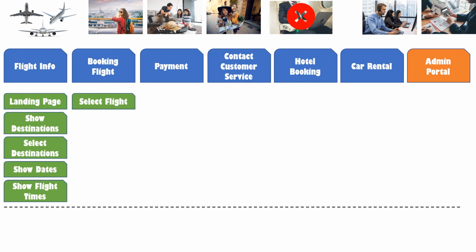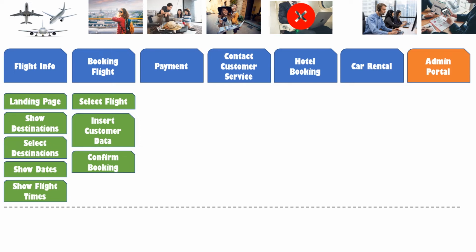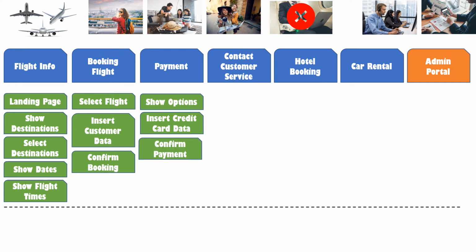And then we come to booking, and we have selected the flight. We have inserted our customer data, so all the customer passenger information is needed. We need to confirm our booking. And then when we move to payment, we display the payment options for the customers. Let them insert their credit card data and confirm that, okay, we truly want to pay for this flight now.